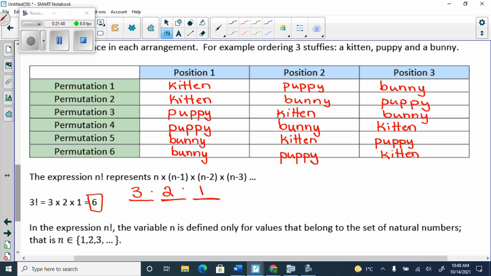So I could technically go kitten, puppy, bunny, leave the kitten. Then I would have puppy, bunny, leave the puppy. Then I would only have bunny for this one, right? Showing that you take them away.